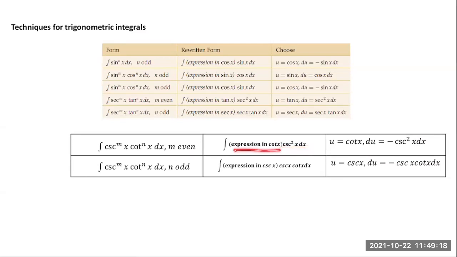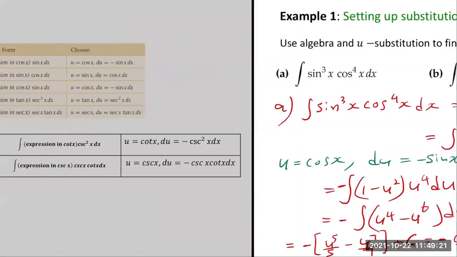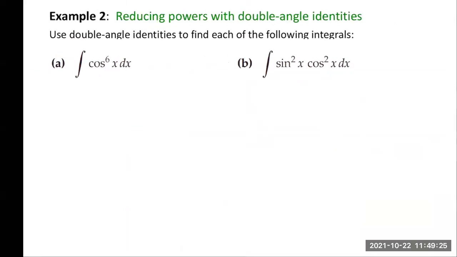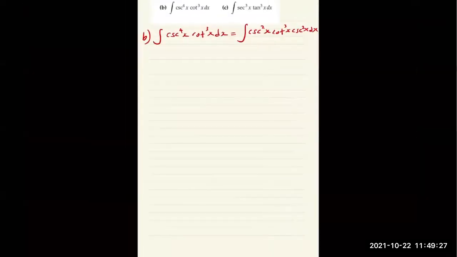Okay, and then I need to get the remaining thing in terms of cotangent x. How do you get the remaining thing in terms of cotangent x? Well, using some trigonometric identities, cosecant squared x is actually 1 plus cotangent squared x. So this is 1 plus cotangent squared x times cotangent cube x times cosecant squared x dx. Now I'm ready to go with my substitution.